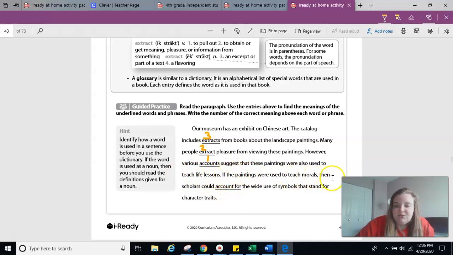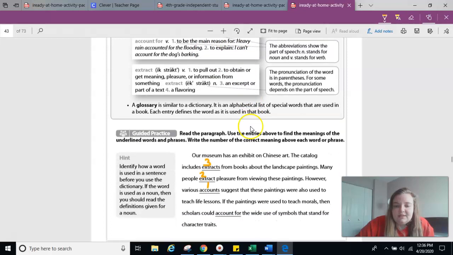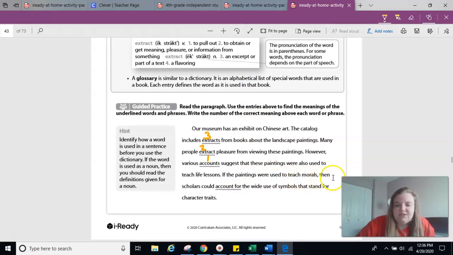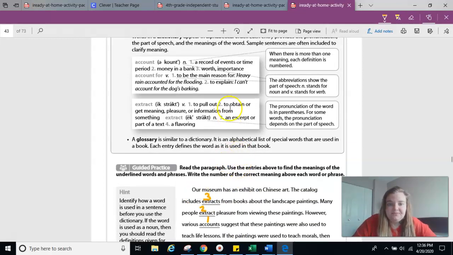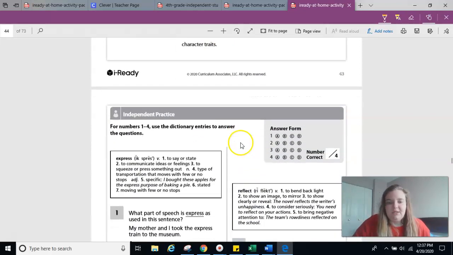If the paintings were used to teach morals, then scholars could account for the wide use of symbols that stand for character traits. They're accounting for something. To be the main reason for, or to explain. If the paintings were used to teach morals, then scholars could explain the wide use of symbols that stand for character traits. That makes sense to me. So 2 would be this. Okay, and don't forget, we found the meaning. So this works for me.